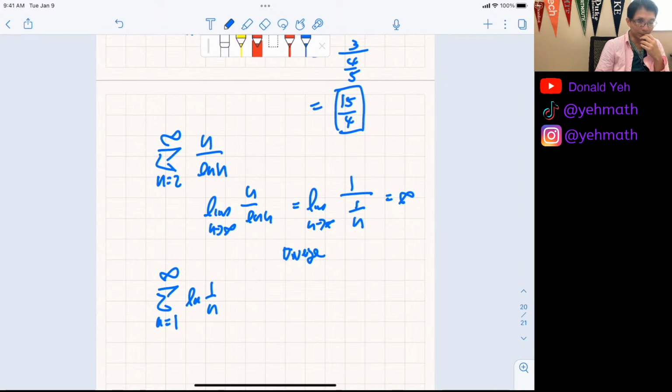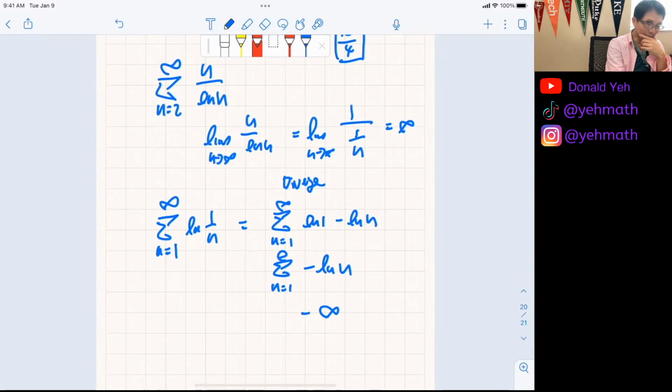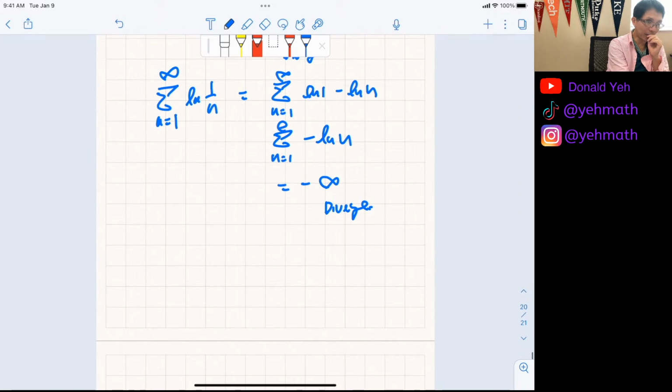This is an interesting one because it doesn't look like a telescoping series. It's pre-calculus, natural log of 0. The sum from n equal to 1 to infinity of natural log of 1 minus natural log of n. Isn't natural log of 1 equal to 0? Yes. So that's equal to the sum of negative natural log of n, which gives you negative infinity. That means it diverges, since negative infinity is not 0. Am I going too fast? No, that makes sense.